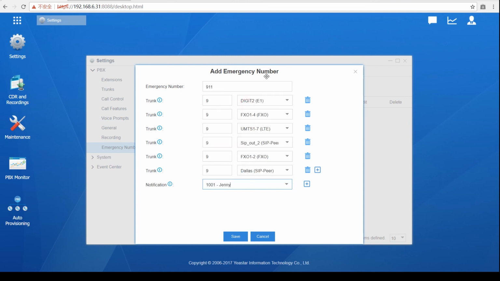That means if somebody makes an emergency call from the telephone system, a notification will be sent to this specific extension, or you can add more people to receive these notifications. This will be made through voice prompt. Those extensions will receive a phone call made by the PBX, and will hear the PBX play a voice prompt indicating that somebody has made an emergency call with your telephone system, and of course the extension number of that person.